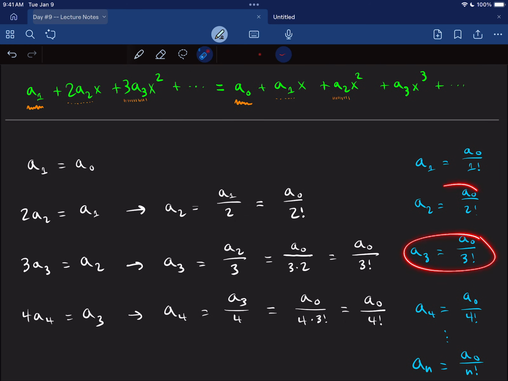I can put the dot, dot, dot, and now I can look at this and say, hey, look, I can factor out an a naught, and now I get 1 plus x squared over 2 factorial, plus x cubed over 3 factorial, so on and so forth. And of course, this is a naught e to the x. Rewrite it as c e to the x if you feel like it.